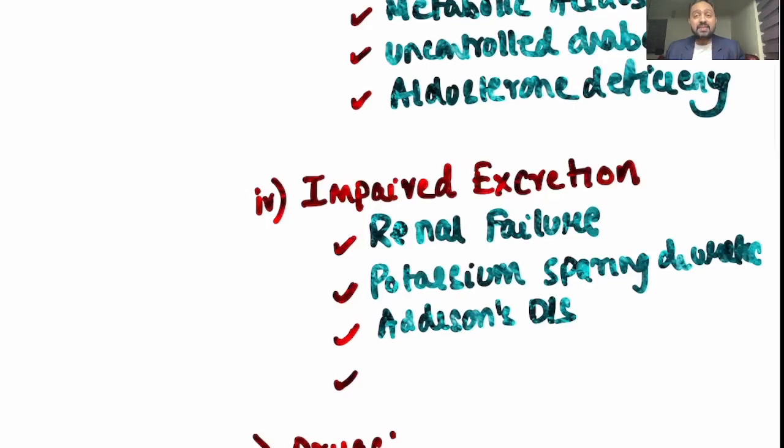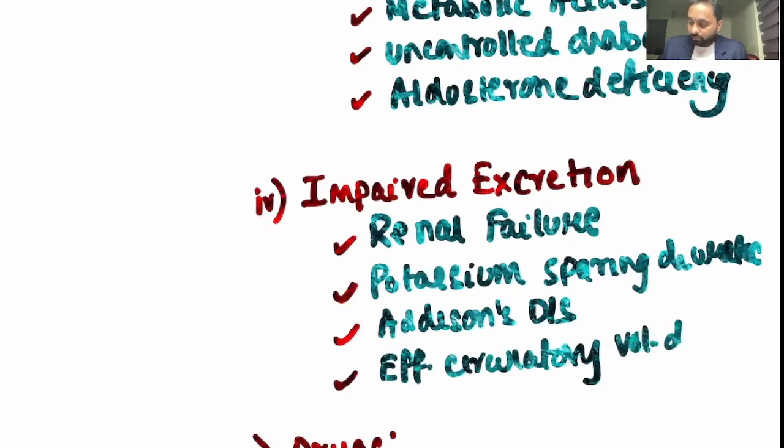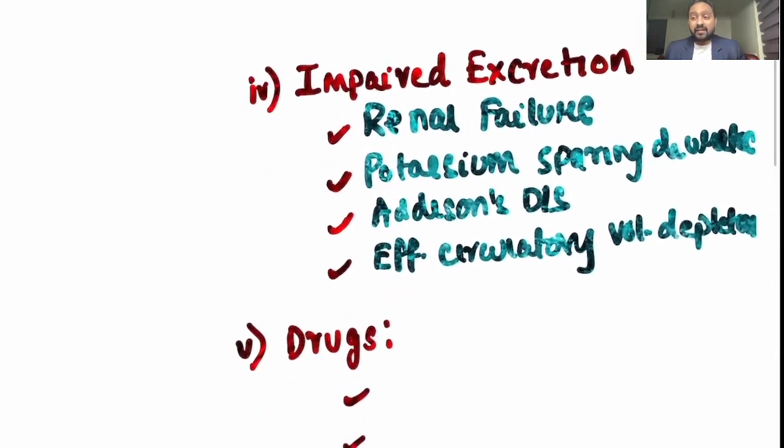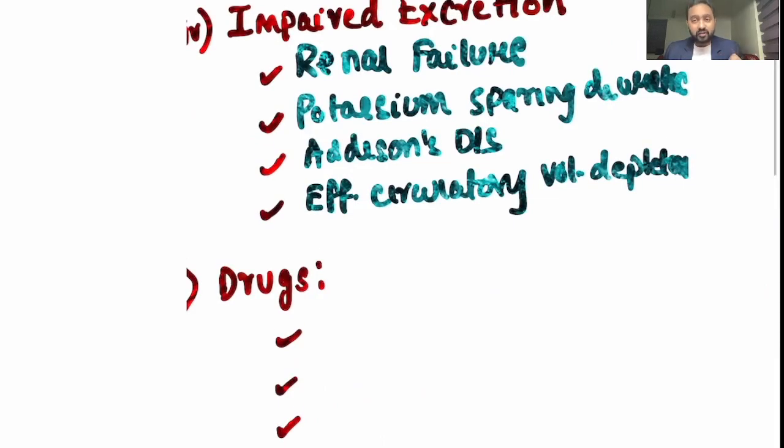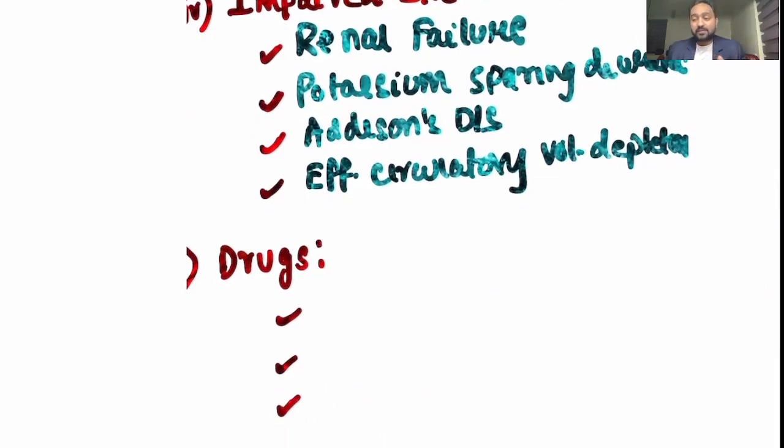and it could also be because of effective circulatory volume depletion, which would in turn lead to hyperkalemia. So we have been discussing a lot regarding drugs. Let's make a list of a few drugs that can cause hyperkalemia.